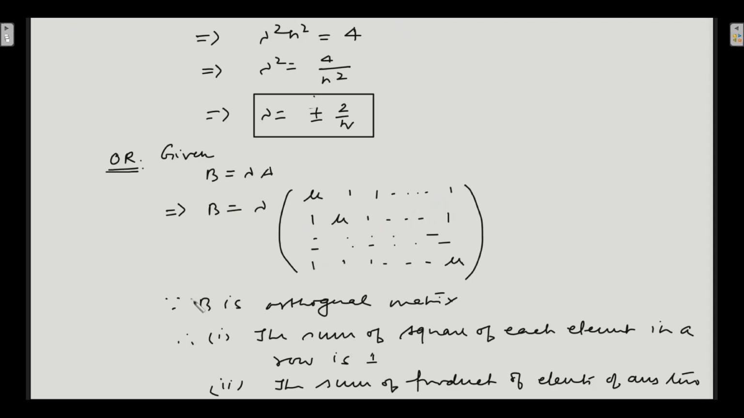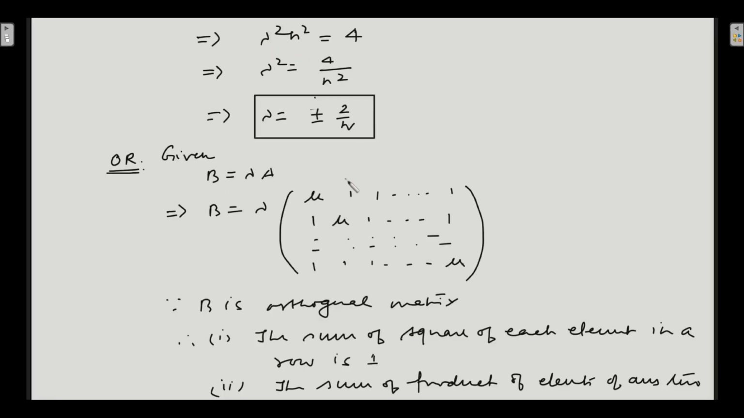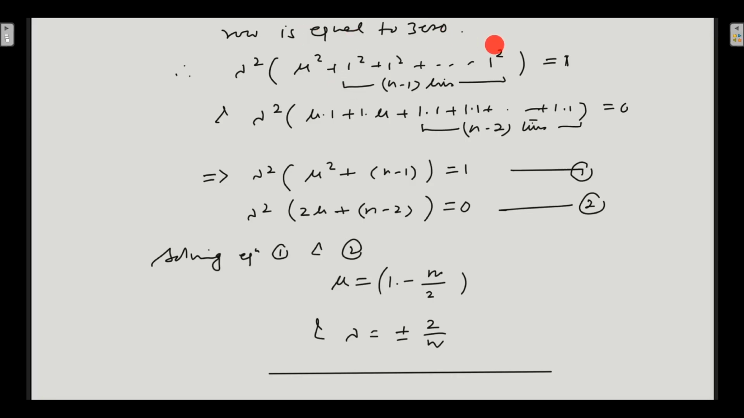So this is the matrix. Now B is orthogonal, so the sum of the square of each element in a row should be equal to 1. So this element square plus this element square plus this element square up to the last element square should be equal to 1. The same should hold for the other rows. And the other condition is that mu into 1 plus 1 into mu plus 1 into 1 plus 1 into 1 up to the last element should be equal to 0. So the sum of the products of elements of any two rows is equal to 0.